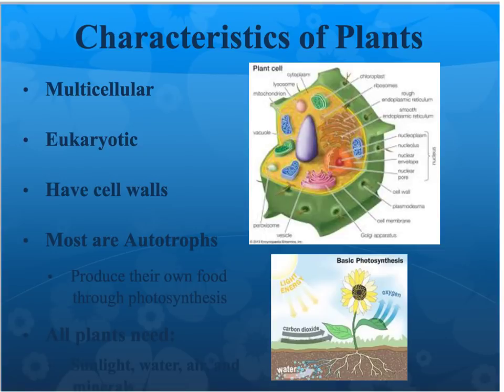So those four things need to be written underneath your characteristics of plants. And then below that, I would just like you to add that all plants are going to need sunlight, water, air, and minerals in order to survive.